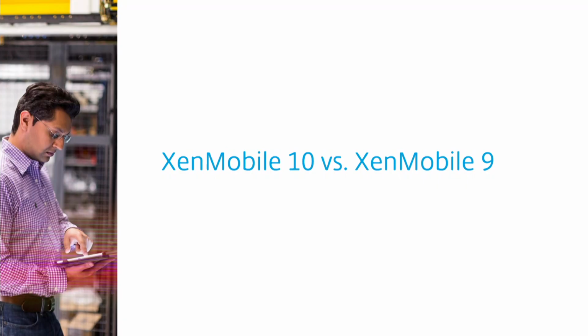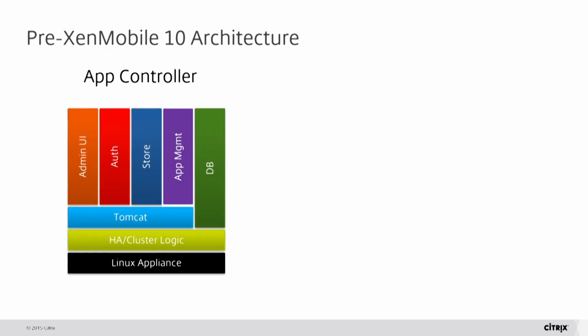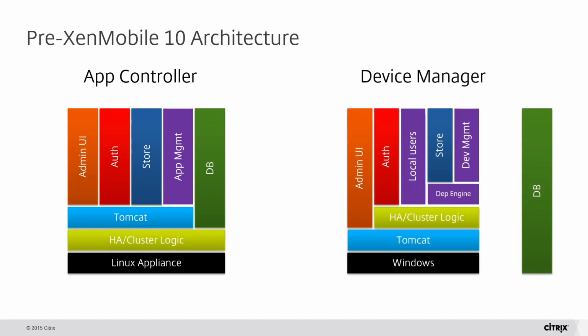So now let me just change the topic a little bit, and let me talk about the differences between XenMobile 10 and XenMobile 9, more from the architectural perspective, because there are quite a few differences. So let me start with the pre-XenMobile 10 architecture. This was a typical XenMobile deployment.